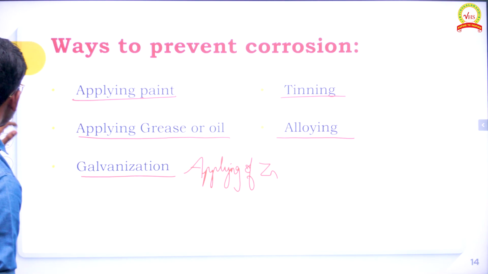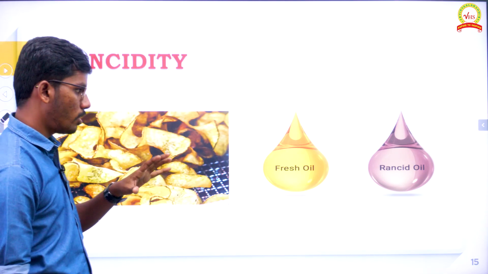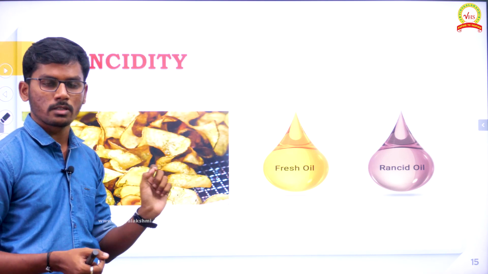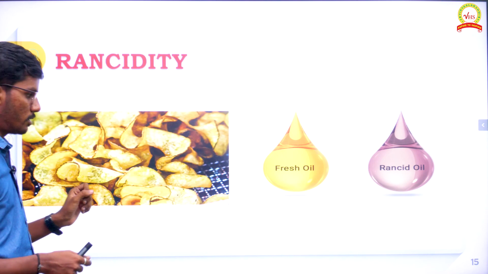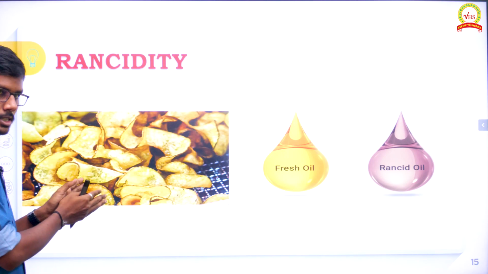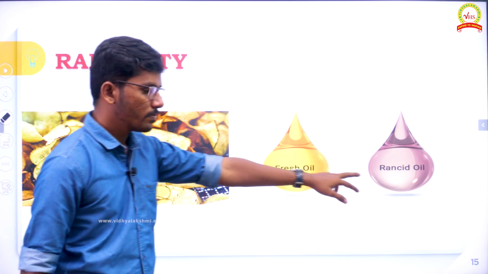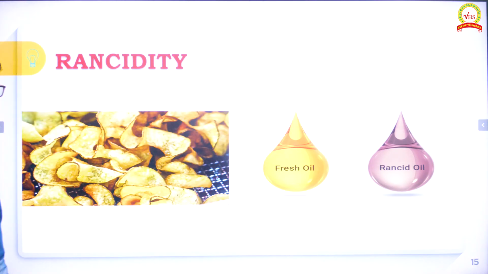Next is going to be rancidity. You might be thinking, what is rancidity? Why is it being related here? It is also related to an oxidation reaction. If you see this image, I hope you can understand. You can see these chips, but these chips have been oxidized already. You can see here, fresh oil, rancid oil, right? I think you would have guessed by now itself.